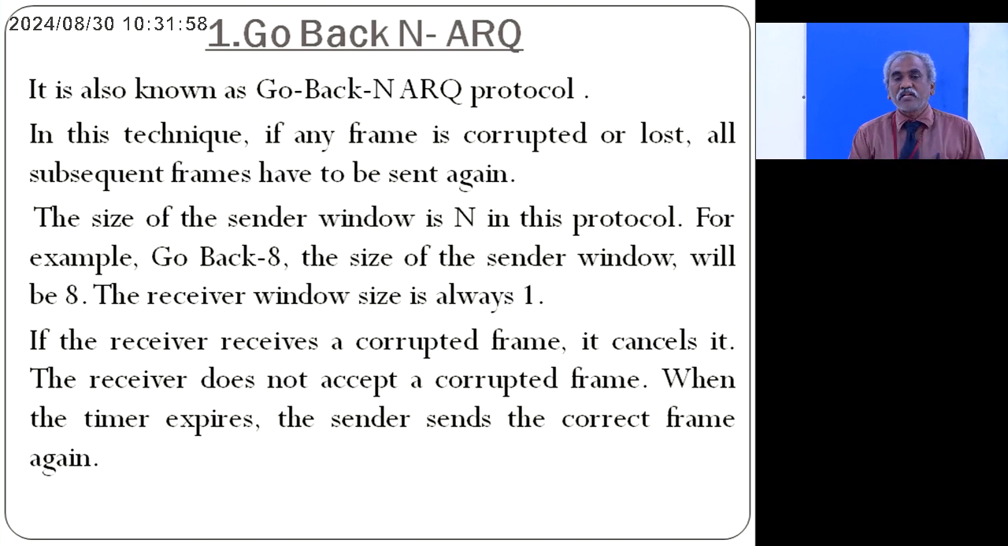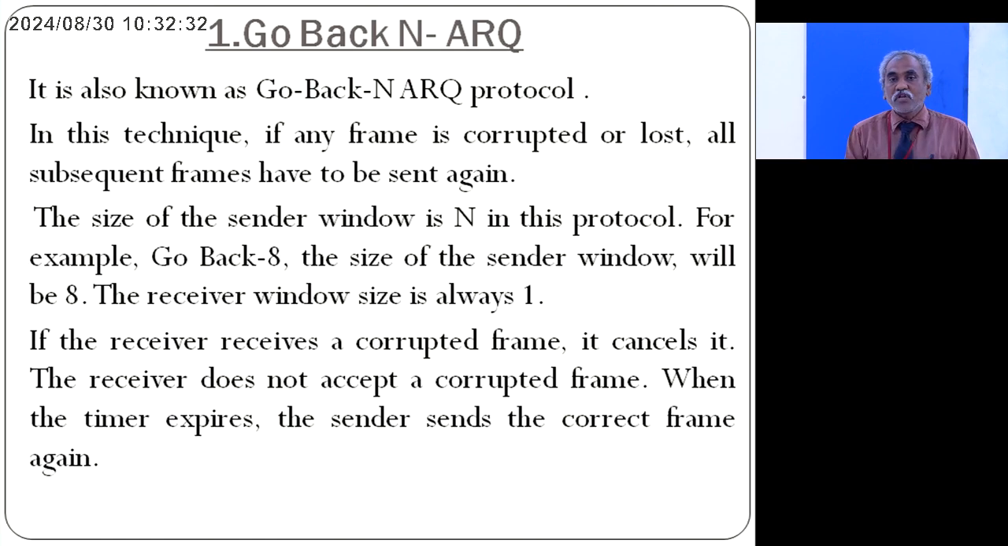In this case, what is the responsibility of the data link layer? It accepts the packet from the upper layer, that is the network layer. The data link layer's responsibility is to convert it into frames and send all the frames to the receiver, right? If any frame is corrupted, lost or damaged, the sender's responsibility is to send the subsequent frames from the sender to the receiver.